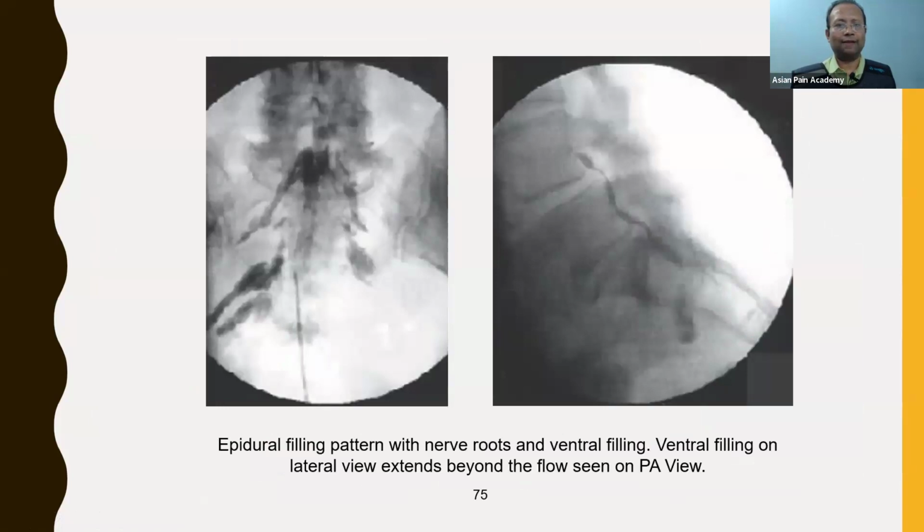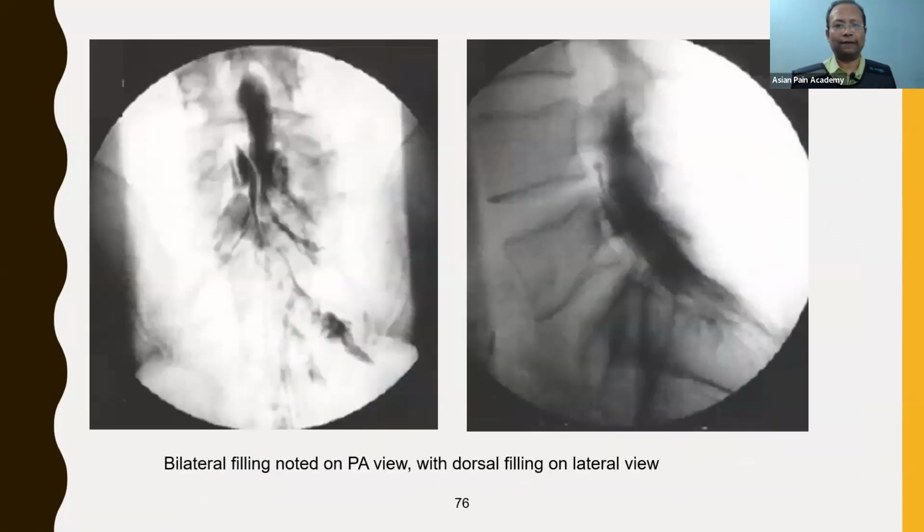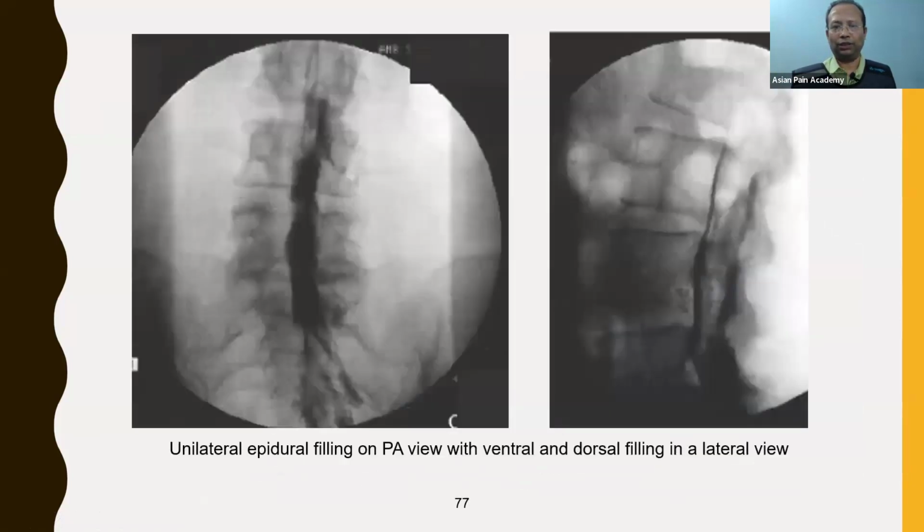So here also it is a caudal epidural. So this is a spread on one side. Drug has gone on one side, but not the other side. So the patient will not get that much benefit.